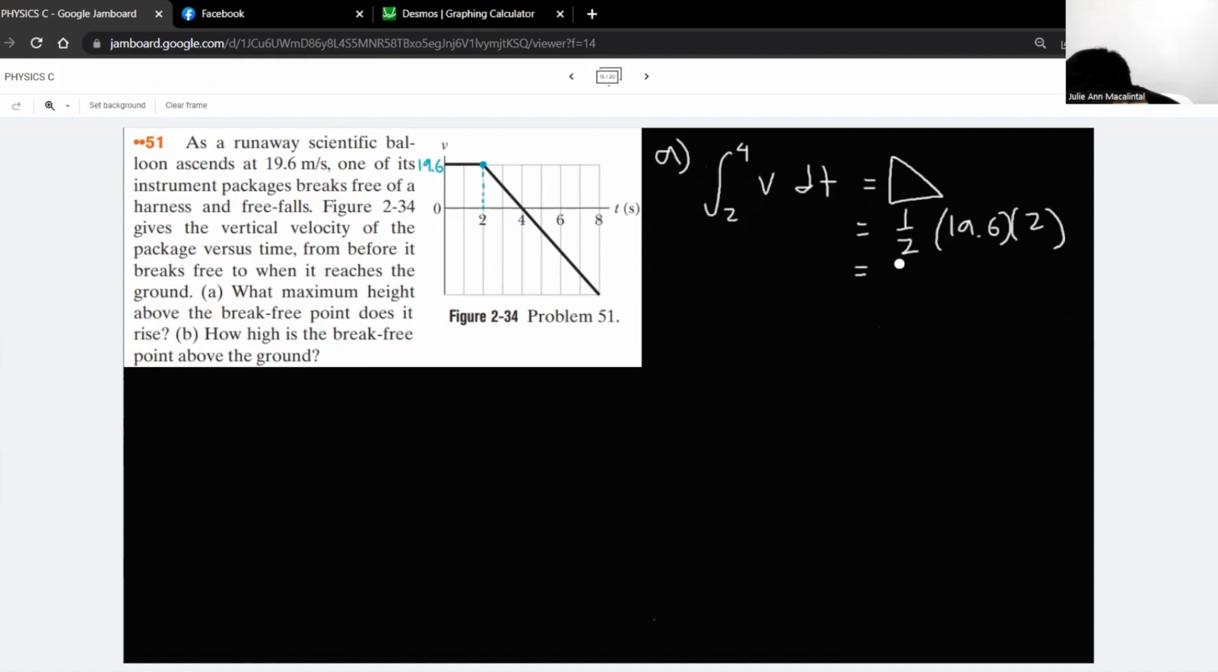Equals 19.6. Really? Okay. So, meters. Okay, so yan yung ano, no? Ngayon, how high is the break free point from above the ground? Okay. So, ano naman yan? It is the displacement from 0 to 2.